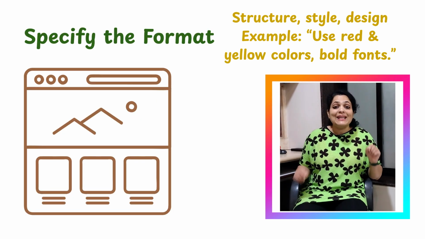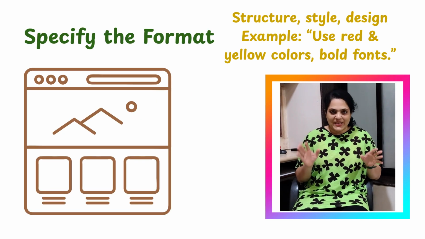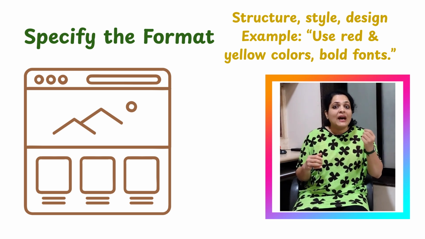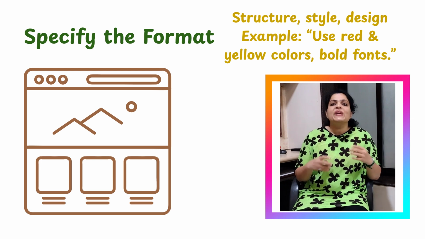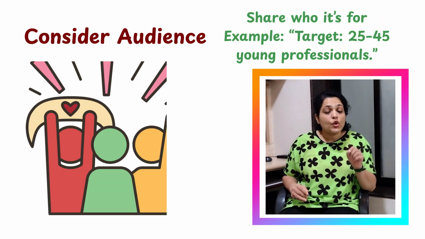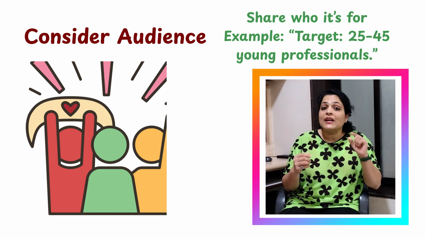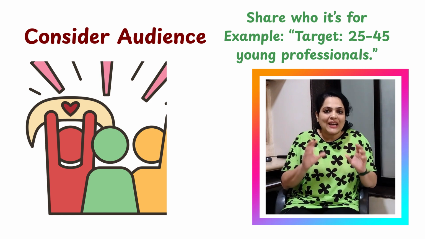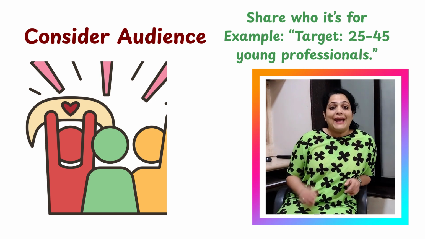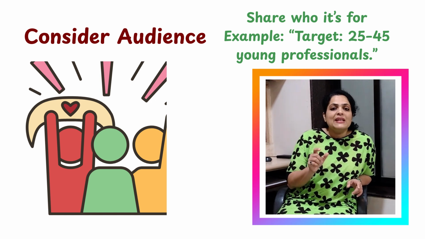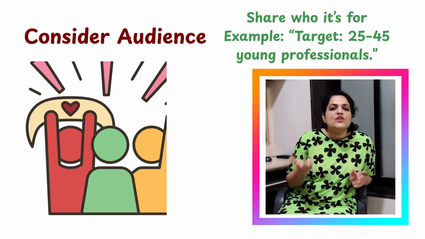The fourth component is to specify the format. For example, make me a logo with vibrant colors like yellows, reds, orange, green, and use fonts which are creative and the look has to be stylish and modern. The fifth component is to give the consideration of your audience. That means you have to mention who the output is for. Example, target audience is between 25 to 45, young professionals who are looking for stylish ideas.